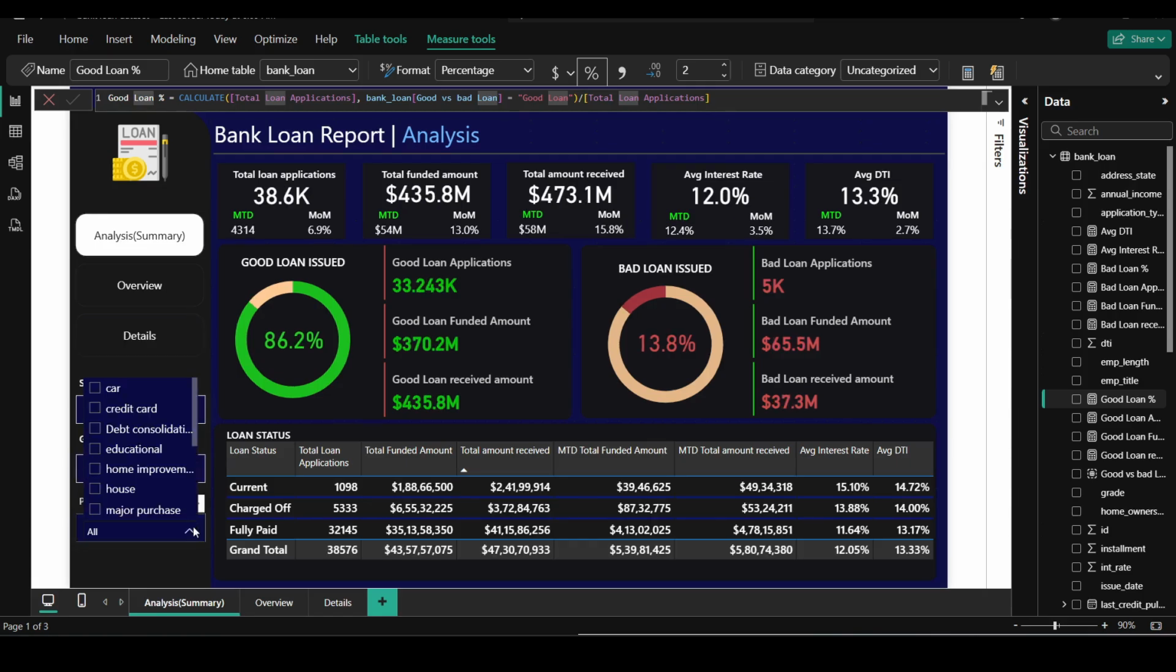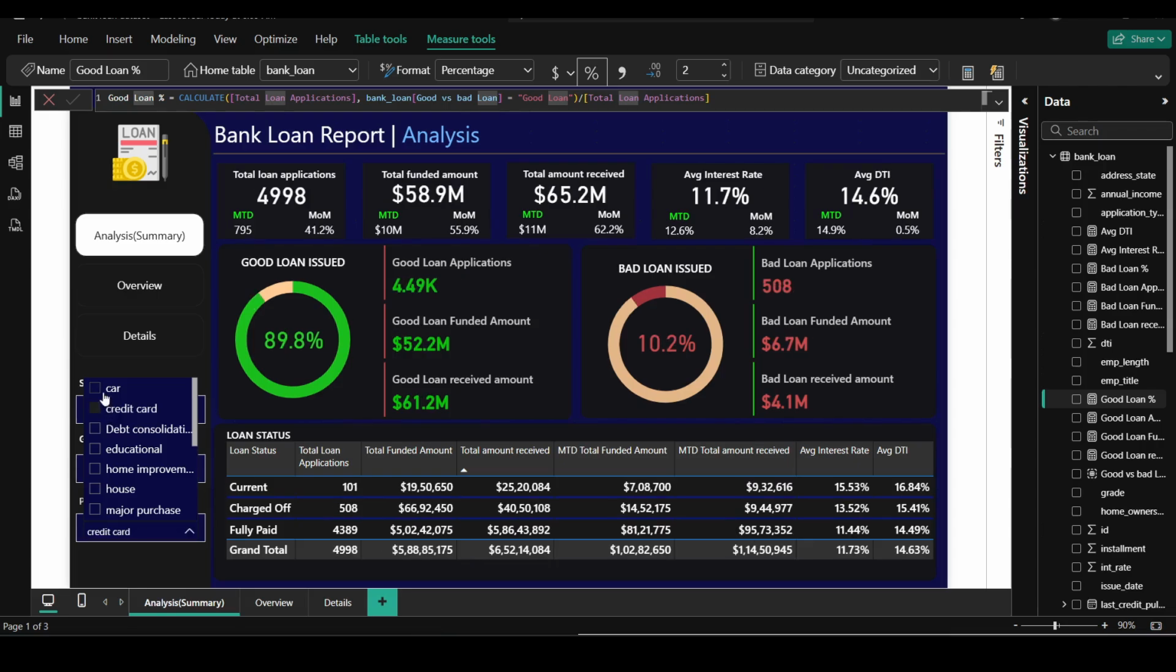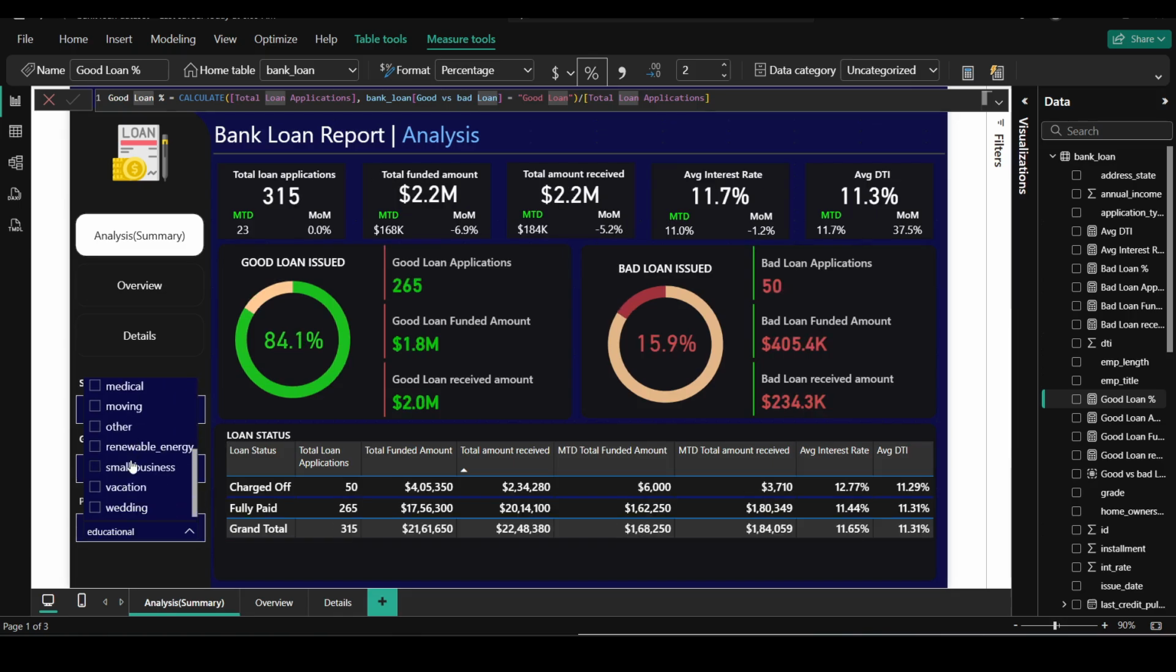Then we also have by what purpose a particular customer took a loan, that is for debt consolidation, for credit card, for purchasing a car, for home improvements, for educational purposes. These are different categories by which you can analyze.